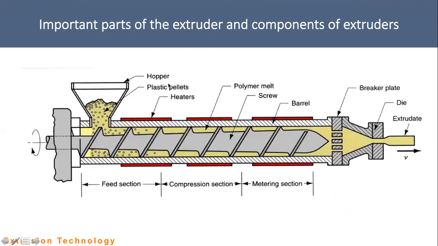And here you can see another picture. The hopper, this is actually a polymer-based one, not a food one. We use plastic pellets here, and at the end, at the die, you can get a product, right?